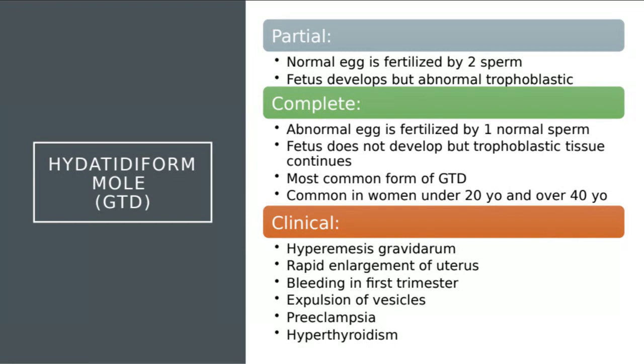So either way, if you have an abnormal egg or an abnormal occurrence of sperm, your blastocyst is never going to end up being normal, right? Because one of the two components is always going to end up not developing the way that it should. So with a complete mole, an abnormal egg is fertilized by one normal sperm, the baby does not grow, but trophoblastic cells continue to. This is going to be the most common form of GTD. This is going to occur in women under 20 and over 40, so kind of opposite ends of the spectrum. These women who haven't been pregnant in 5, 10, 15 years, this is what they're going to experience.